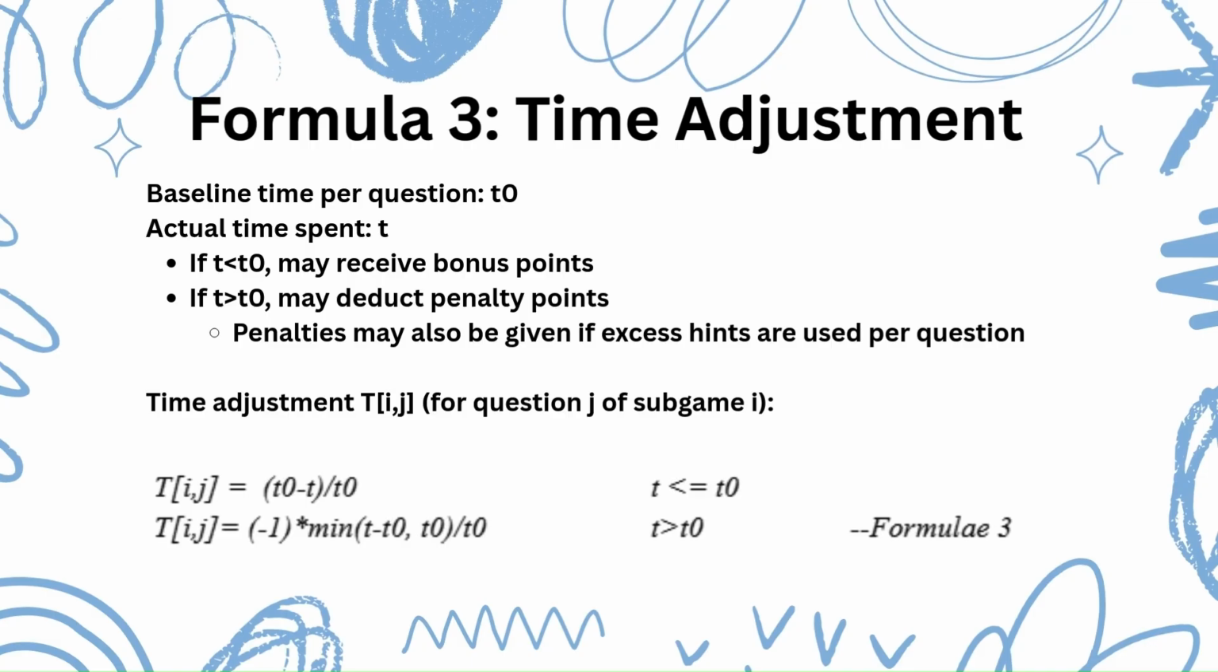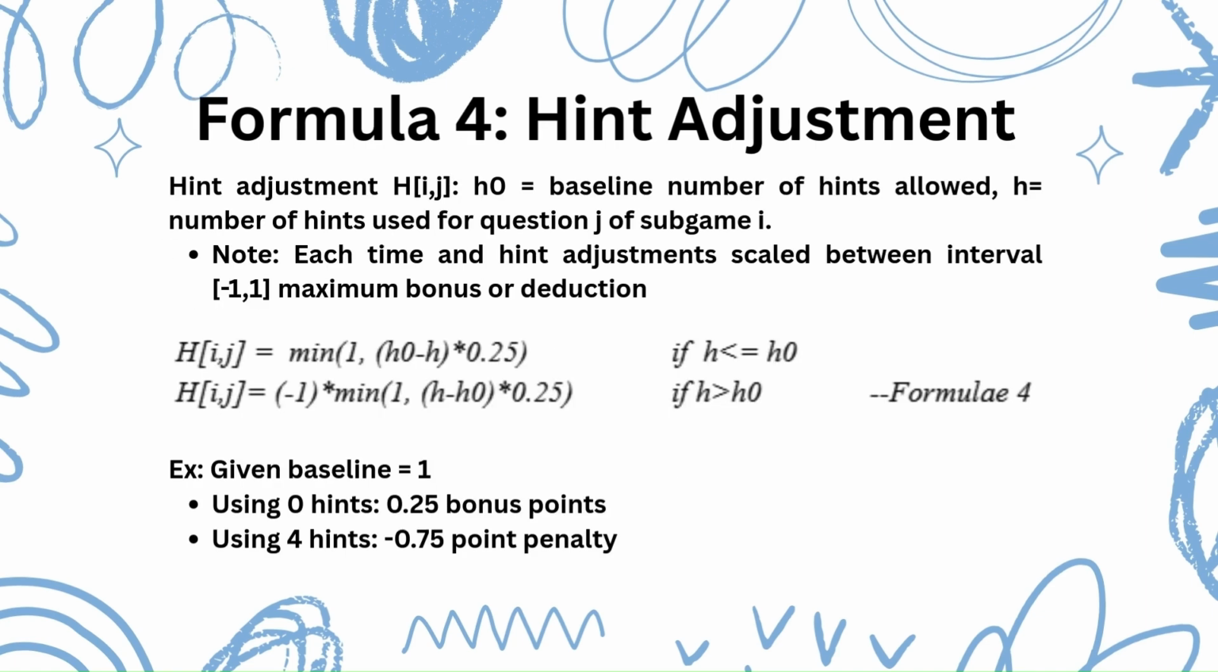The time adjustment, Tij, for question j of subgame I is calculated as follows. Similarly, the number of hints used can also affect the player's score, with function Hij representing this. Like time adjustments, h0 is the baseline number of hints, and h is the hints actually used. If h is smaller than h0, then bonus points are added. However, exceeding the baseline number of hints will deduct points.